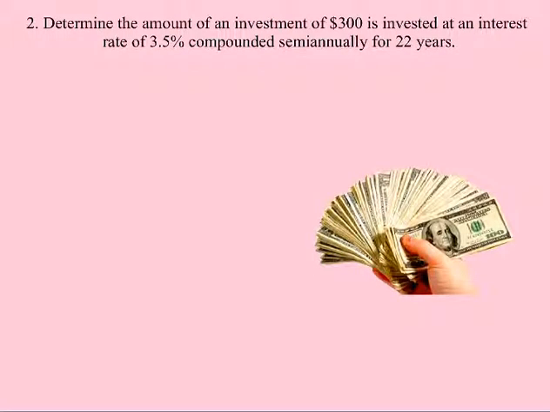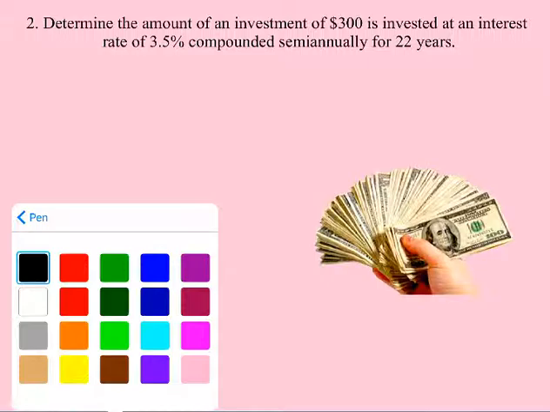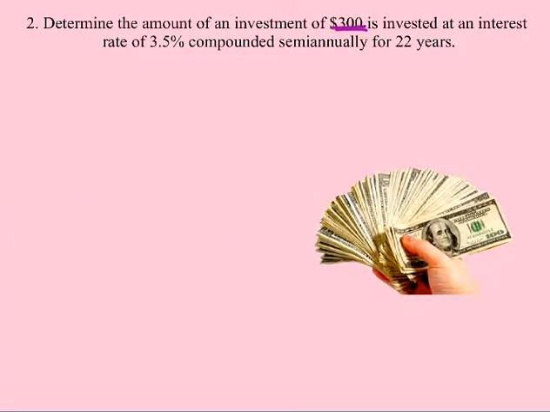Okay, so let's go ahead and take a look at number 2. For number 2, the amount invested is 300. Well, that's going to be my P, or my starting value.